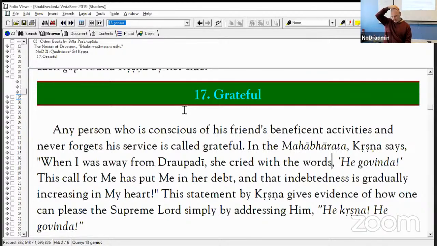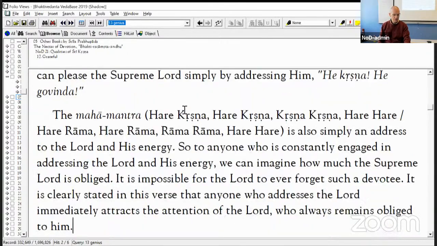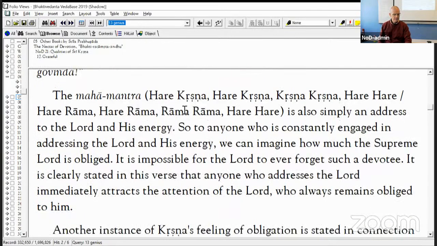And Krishna then never forgot it. So she also called, He Govinda. And you can see very sweetly Srila Prabhupada writes here that the Mahamantra is also a call to Krishna. So anyone who is constantly engaged in addressing the Lord and his energy, we can imagine how much the Supreme Lord is obliged. It is impossible for the Lord to ever forget such a devotee. Hare Krishna.